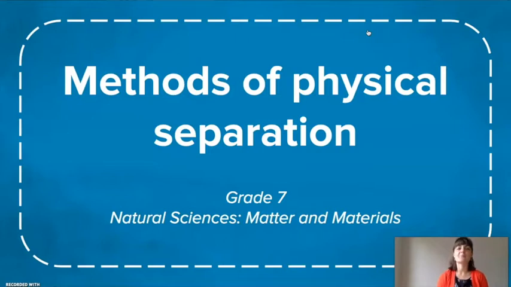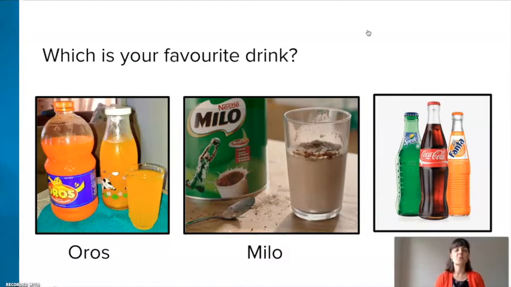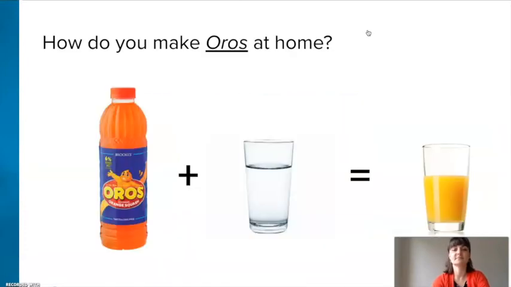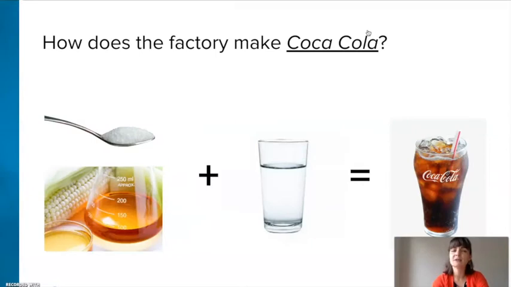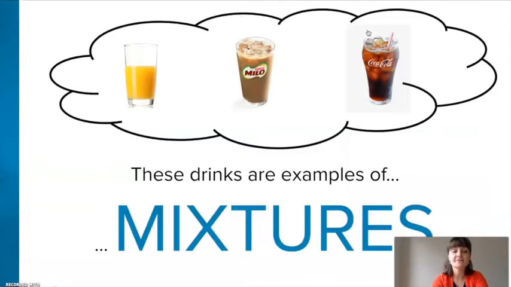Today we're going to be looking at methods of physical separation. So, answer this. Which of these is your favorite drink? Now, think about how you make Oros at home, or how you make Milo at home. And how does the factory make Coca-Cola? There are all sorts of different ingredients put together to make a mixture. Yep, that's right. These drinks are all examples of mixtures. Bet you didn't think about that.